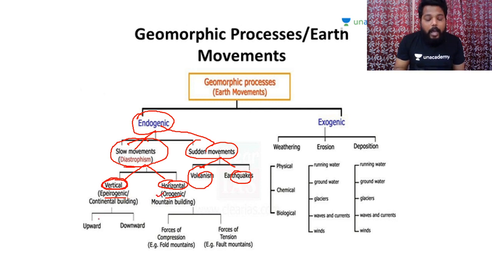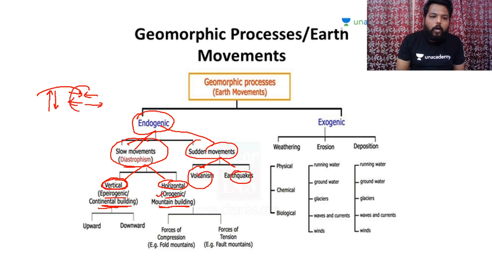If you see epirogenic movements or vertical movements, they help in the continental building process, and orogenic movements help in the mountain building process. Simply, if this is the earth surface, vertical movements act in this way, either upward or downward. Orogenic movements act either towards each other or away from each other.